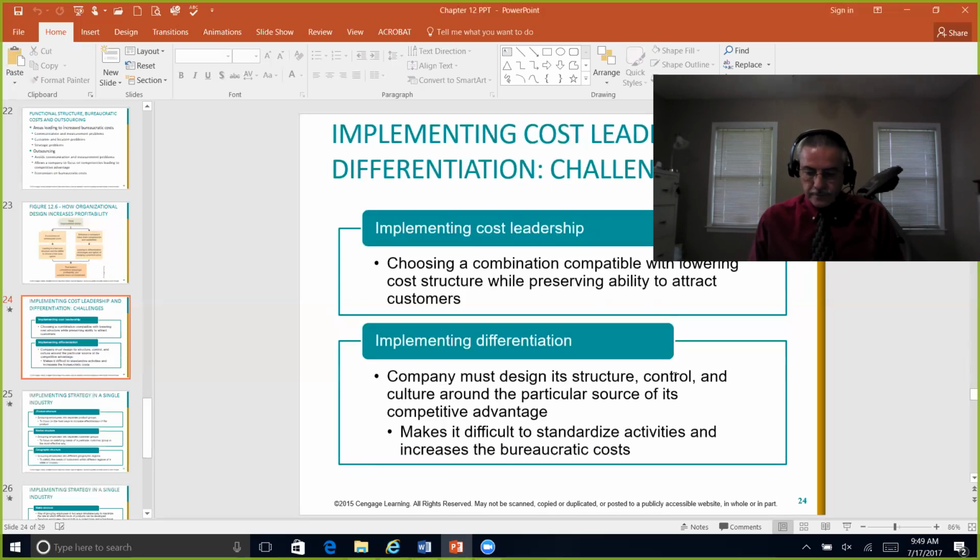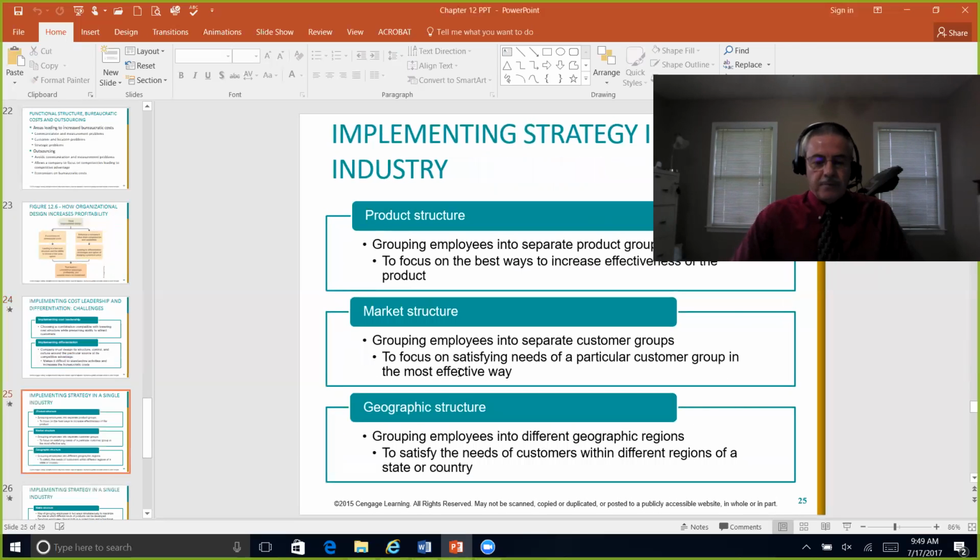So differentiation is a good thing, but only if it's done with a balance of low cost. Another one of these deals with product structure. It tends to break a company's product line into smaller, more manageable subunits. That's going to reduce bureaucratic costs due to those communication problems, those measurements, and other problems.